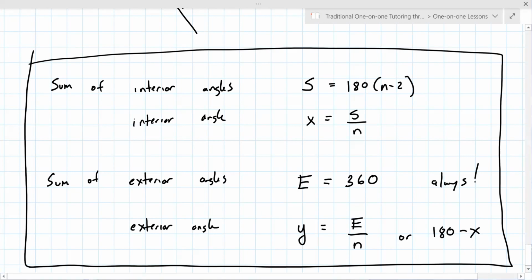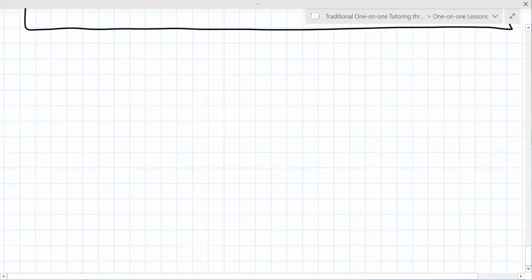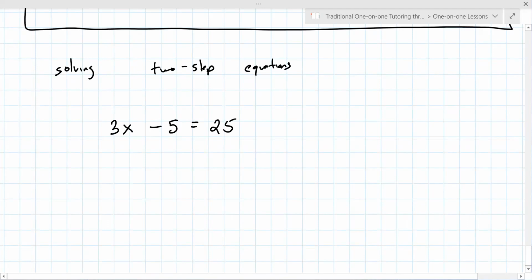All right. Okay. So we got some time left. Let's just do some review on some stuff. First thing I want us to review is solving 2-step equations. Okay. 3x minus 5 equals 25. I want you to try solving this one. Remember, there's 2 steps. You first undo addition or subtraction, then you undo multiplication or division.